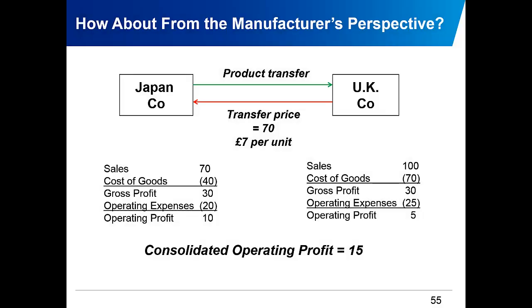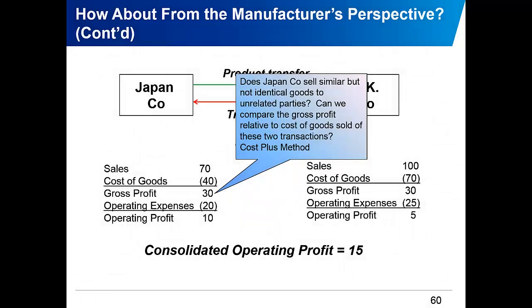Now, we don't have to just look at this from the distributor side. We can also ask the question, what if we took a look at this from the manufacturer's perspective? Well, we already talked about the CUP, and that would work equally well from either side because it's where both the buyer and the seller come together, what price they determine. But let's think about, from a Japanese side, what if Japanco sells similar goods but not identical goods? If they were identical, we might be able to use the CUP.